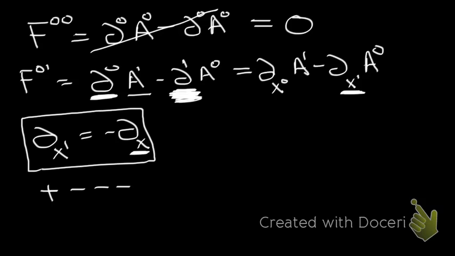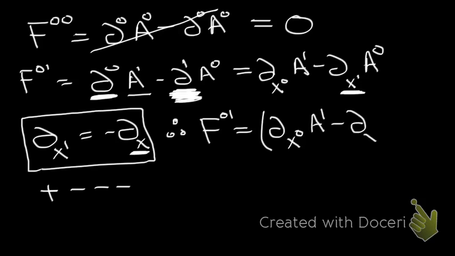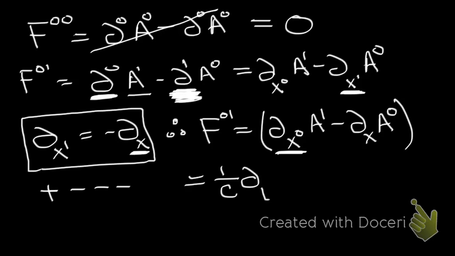Okay, so therefore my f01 can be written as simply partial x0 a1 minus partial x a0. Now this can be further written as, note that partial x power 0, I'm sorry, that's not power 0, that is the contravariant 0th component of my x, and we know what that is: 1 over c times the partial time derivative, right? And we have a1, so let me write down here a1 minus the partial derivative with respect to x, that is the spatial component of my a0.